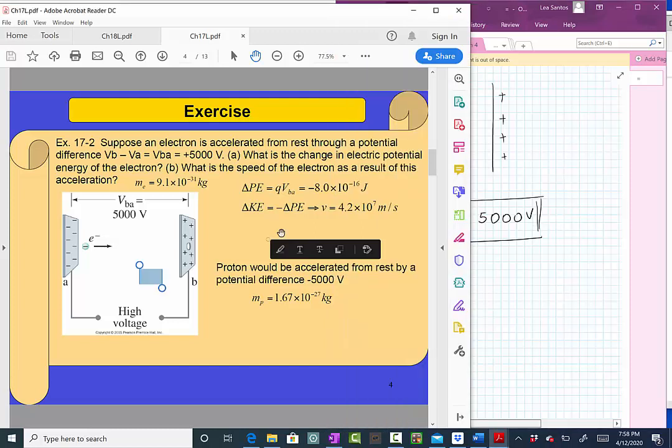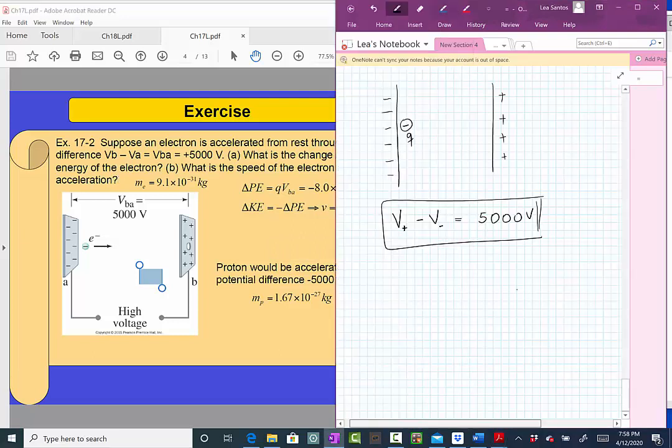And then comes the question, what is the change in electric potential energy of the electron? So we want to know what is the final potential energy minus the initial potential energy for this electron. We know that the change in potential energy is going to be negative because the electron will be losing potential energy. So I know that this result has to be negative.